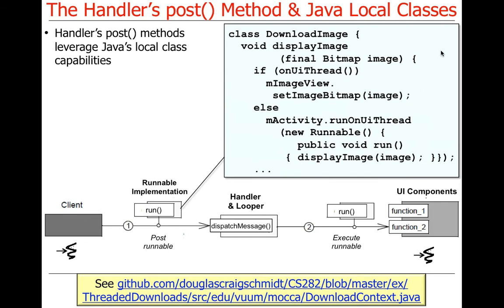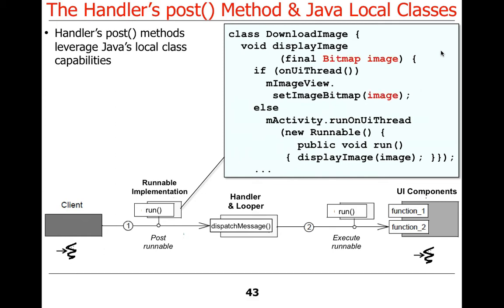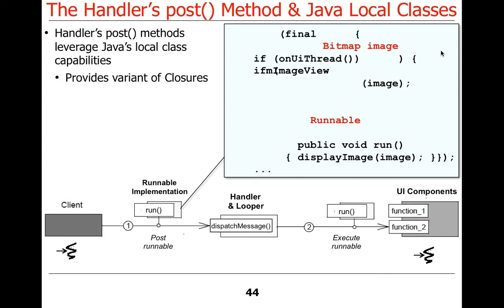And that is that the post method, which could be accessed via runOnUiThread or not, whatever it's done, actually leverages the Java local class capabilities. So basically, Java has this local class mechanism, and we've seen examples of this before. And what you can do here is you can declare things as final, and then you can access them inside of local classes that you define.